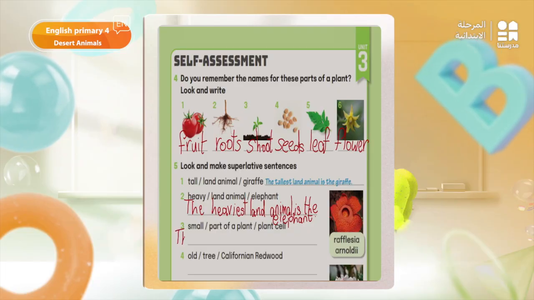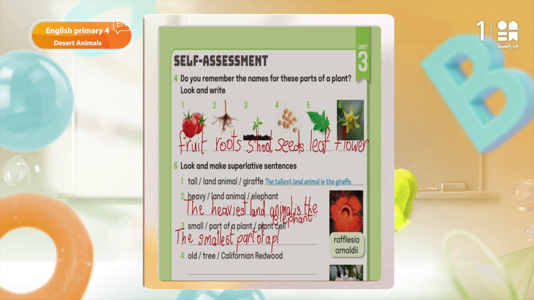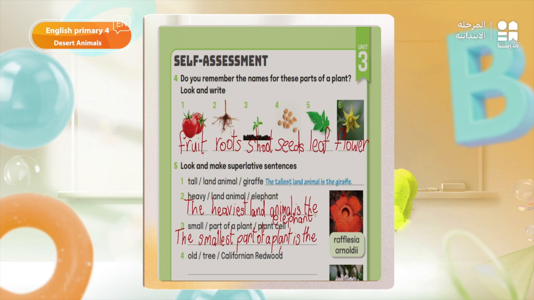Let's write it down. The smallest part of a plant is the plant cell.